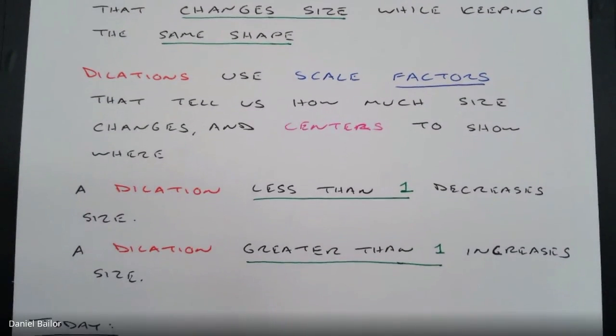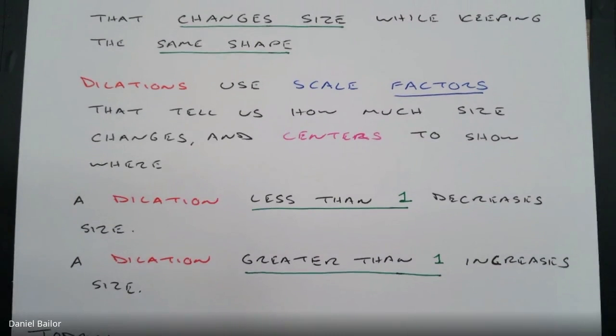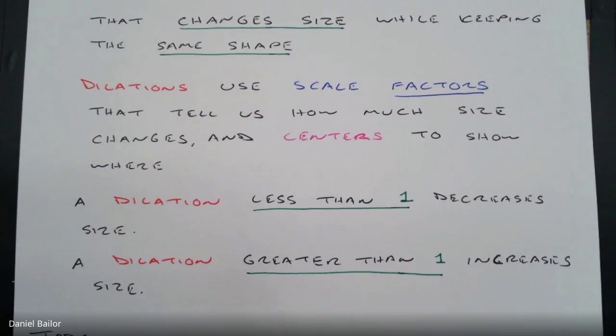A note about the scale factors. A dilation with a scale factor less than 1 is a decrease in size. A dilation with a scale factor greater than 1 increases the size. So that's a couple of tricks to remember to help you know if the figure is growing or if the figure is shrinking. You need to look at the scale factor. Bigger than 1, the figure is growing. Smaller than 1, the figure is shrinking. And we'll see both of those today in this lesson. We'll make figures grow, we'll make figures shrink.